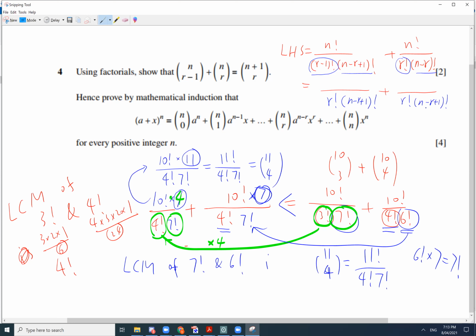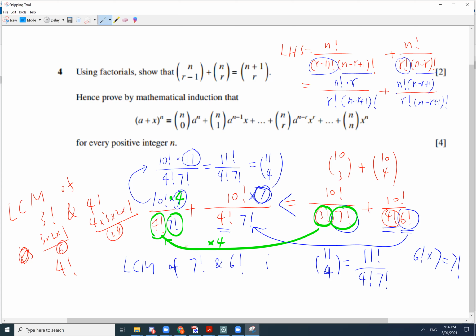So for the numerator now, Isabella, for the first term, what's the numerator? N factorial times r. Excellent. Katrina, for the second one, what's the numerator? N factorial times brackets n minus r plus 1. Very good.